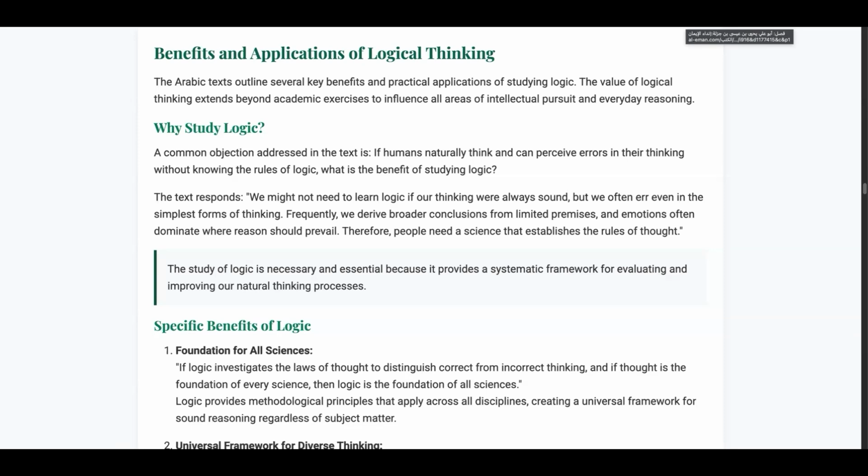Welcome back to the primer for preparing ourselves to study logic in the Islamic system, within the pedagogy, the curriculum of Islam. And alhamdulillah, we reach now the section on benefits and application of logical thinking. If you are an educator, you understand what's going on here.